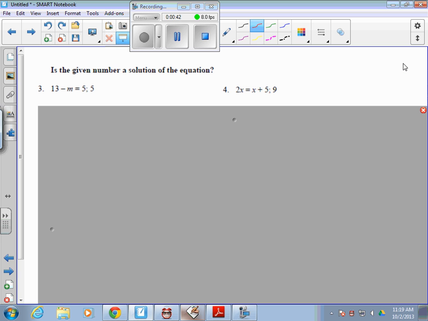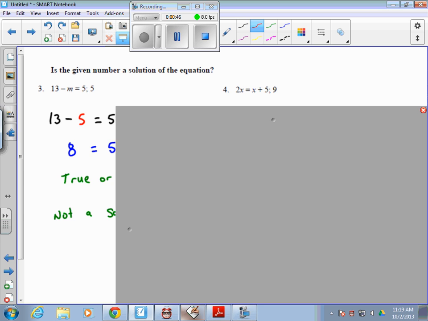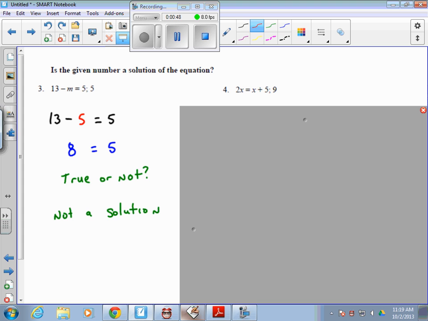3 says, is the given number a solution? So the given number is 5. So 13 minus 5 is equal to 5. Let's see if it's true. 13 minus 5 is 8 is equal to 5. You ask yourself the question, is that true or not? No, it's not true, so it's not a solution.